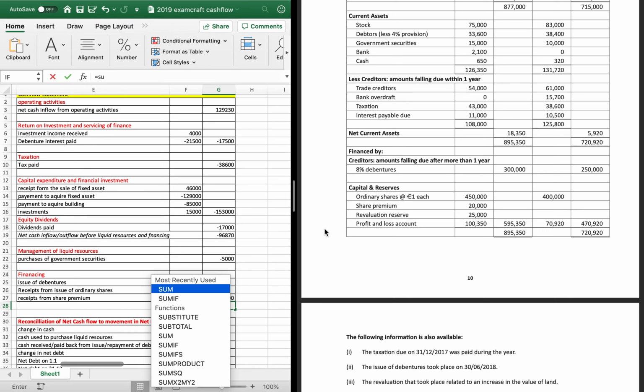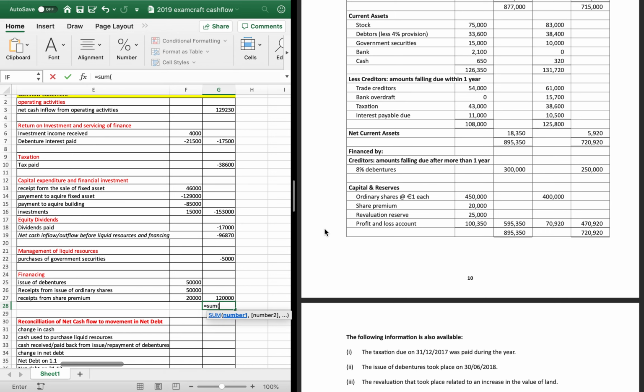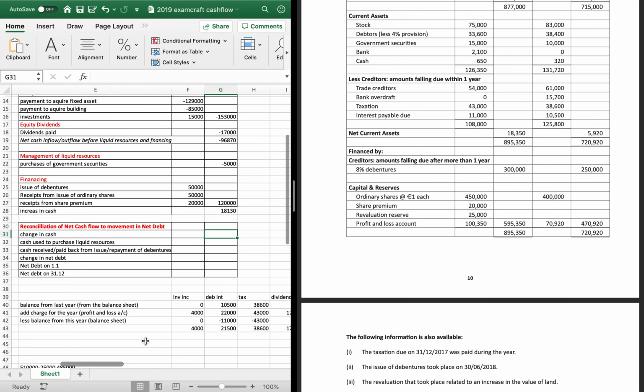So we're going to do our sums as far as there. And you get 18,130 as your increase in cash. It's a positive, so it's an increase. So look at your cash. Our last part is our reconciliation of net cash. So we go 18,130. Cash used to purchase liquid resources was 5,000. So 10,000 up to 15,000 is 5,000. That's a positive. Debentures have increased by 50,000, so that's a negative.